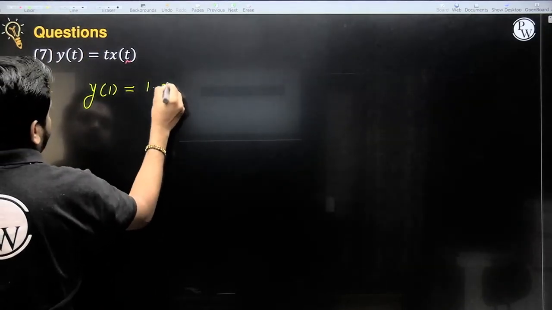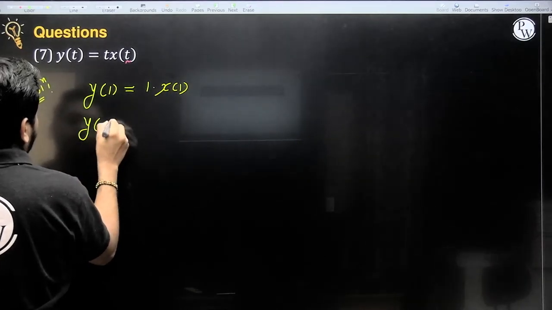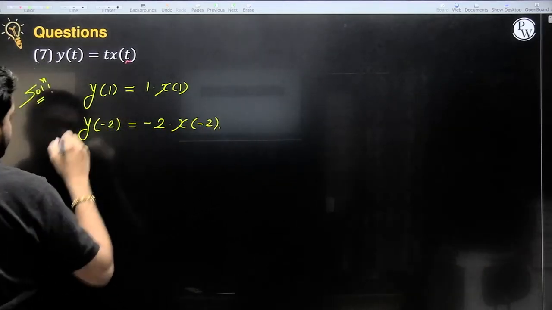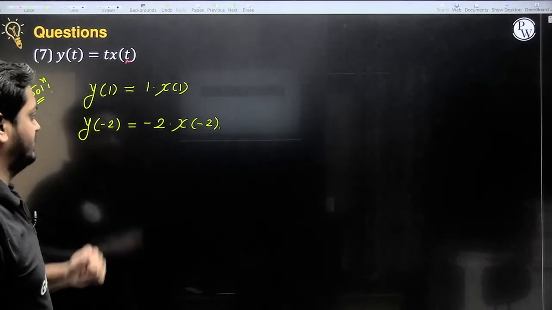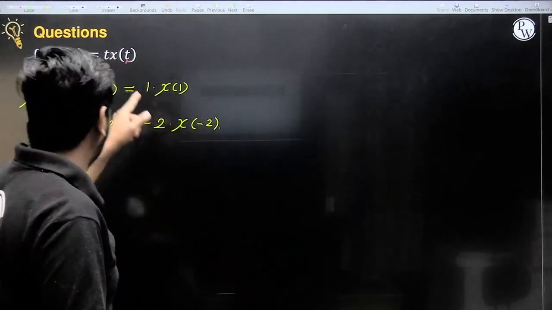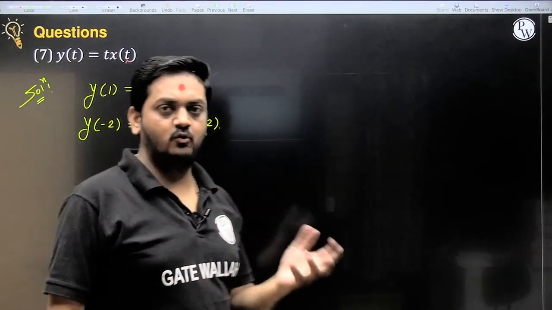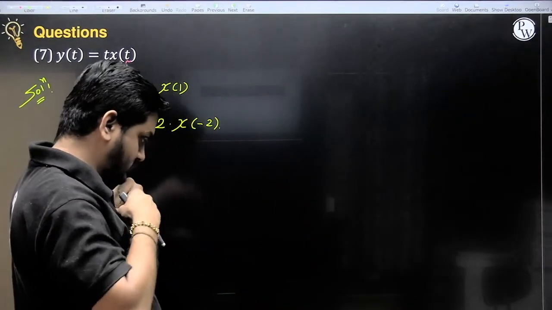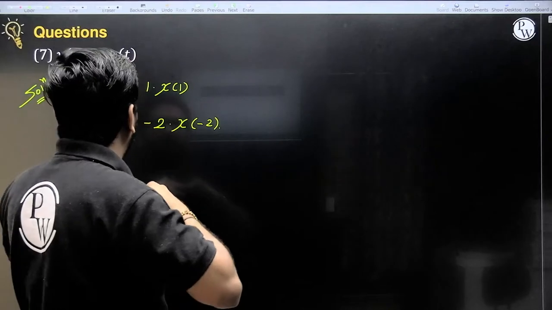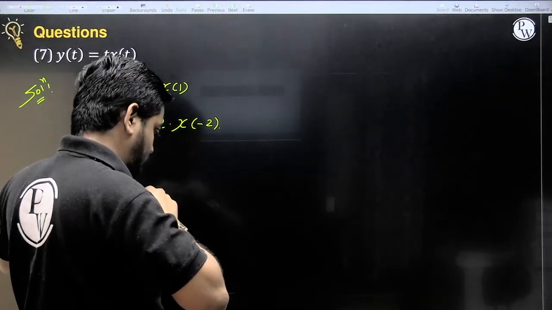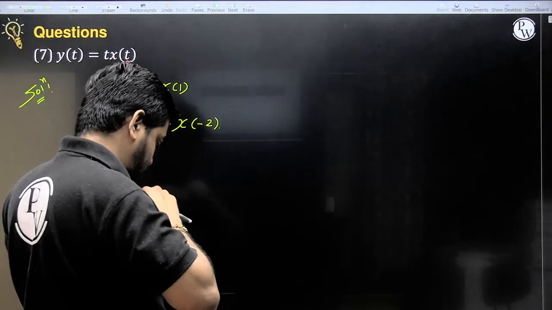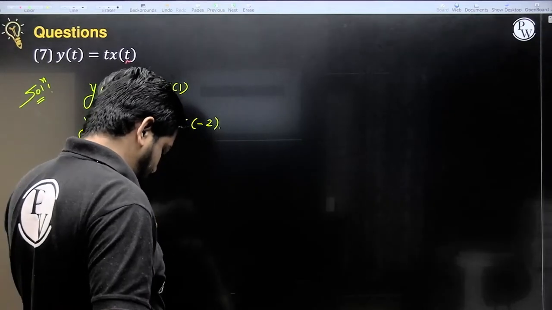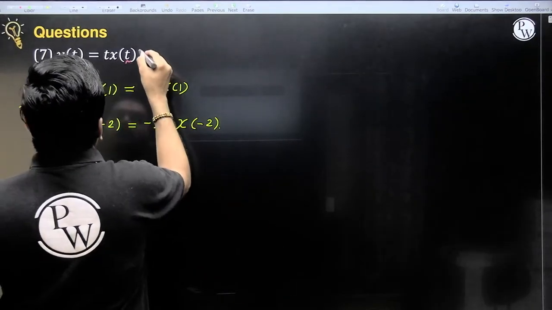y of 1 is 1 into x of 1. y of minus 2 will be minus 2 into x of minus 2. Yes, you can see present output depends on present input. Of course, no operation is performed on this variable t. No operation means no time scaling, no time reversal, no delay, no advance. So that's why you can say the given system is said to be a causal system.